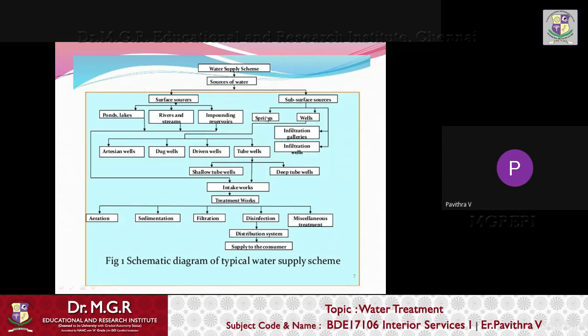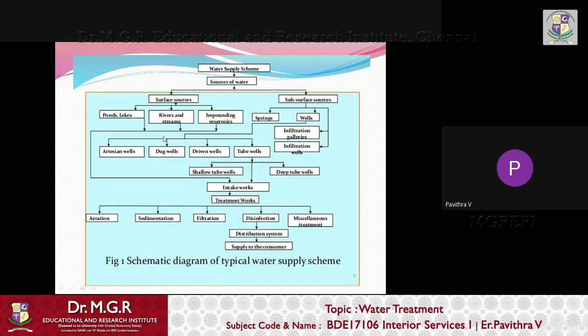And the subsurface sources will be springs and wells: springs, wells, infiltration galleries, and infiltration wells. After that, the wells are subdivided into artesian wells, dug wells, driven wells, and tube wells. In your syllabus you will learn about wells in detail, the different wells and how tube wells are constructed. The tube wells are subdivided into shallow tube well and deep tube well.